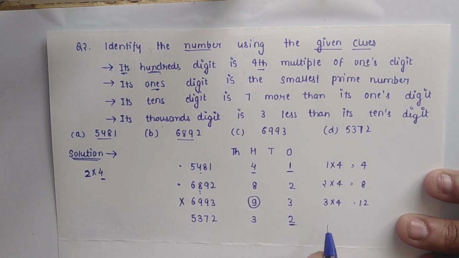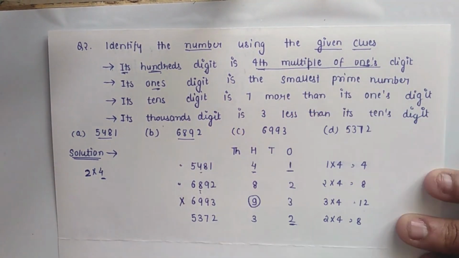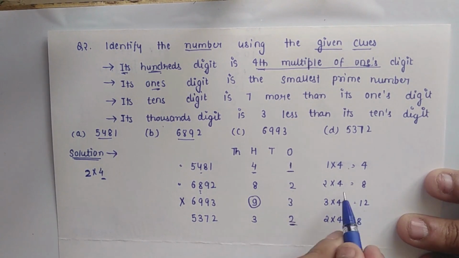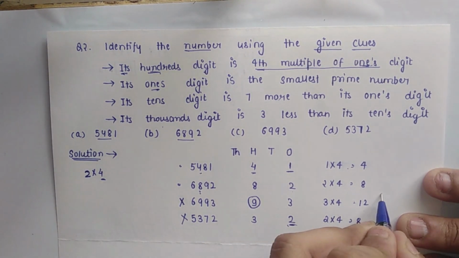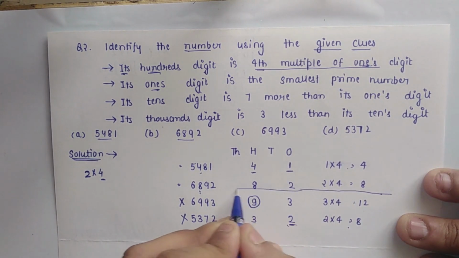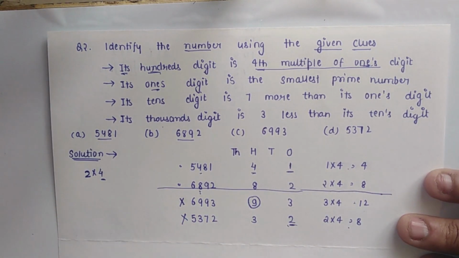What about this? 2 times 4 will give us 8. When we calculate the fourth multiple of the unit digit in these, like 1 times 4, 2 times 4, 3 times 4, 2 times 4, we should get the fourth multiple. This is not the case with this option also, so we'll remove this option from further consideration. Now we are left with only two options. These two numbers can only be the answers.